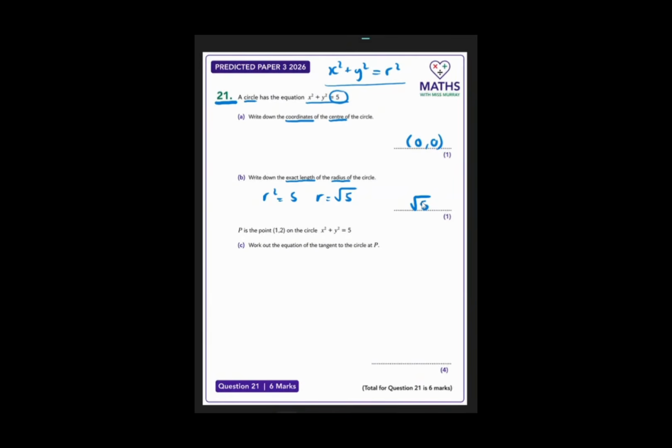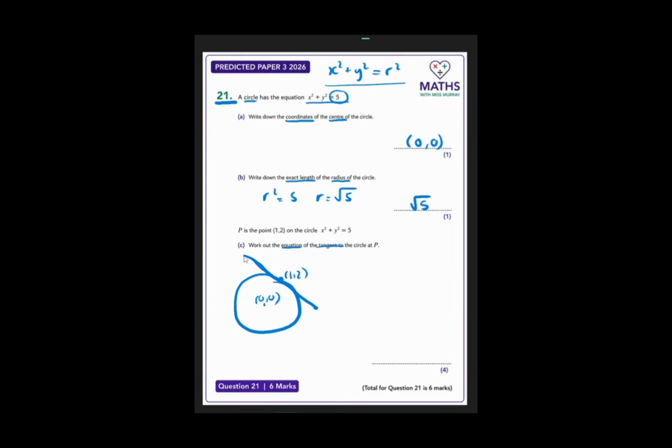Now this here, I would always draw yourself a diagram. It helps to have a sketch. I've got my circle. I know that my centre is 0, 0. And I'm told P is the point (1, 2) on the circle. So let's say P's here, and that's (1, 2). And I've got to work out the equation of the tangent. So the tangent at P, so this is P here, would be a line like that. That would be my tangent. Okay, so it's a line that touches the edge of the circle. It's not very straight, but you get the idea.